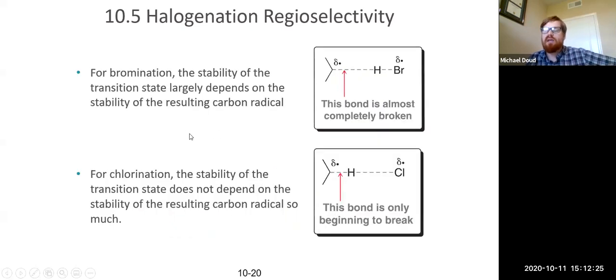So this is the key thing. In the transition state for the bromination hydrogen abstraction, we've already almost broken this carbon-hydrogen bond. And we already know it's a lot easier to break the carbon-hydrogen bond on a secondary carbon compared to a primary carbon based on the bond dissociation energies. On the other hand, in the transition state for the chlorination hydrogen abstraction, it's barely broken at all. So there's not really been much of a difference here. We haven't had to put in that much energy to break this bond because it just hasn't broken yet.